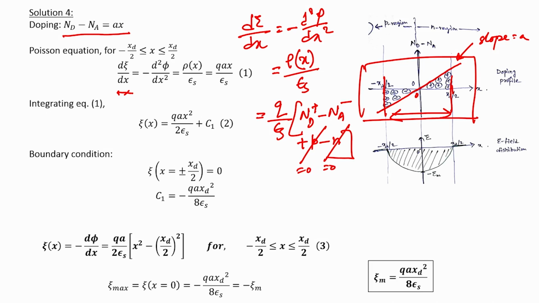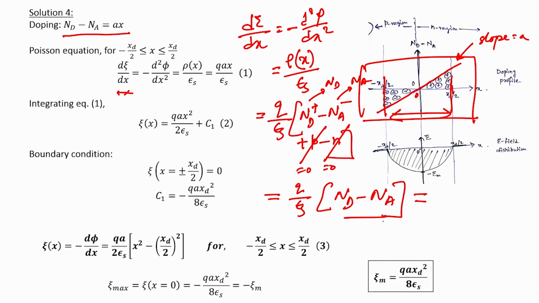The next assumption is full ionization of the dopant atoms, so we can consider Nd plus equal to Nd and Na minus equal to Na. This can be further reduced to q by epsilon s times (Nd minus Na). Now this is given by the doping profile Nd minus Na equal to Ax, so we can write it as q Ax by epsilon s. So this is the Poisson's equation, and now we have to solve it.